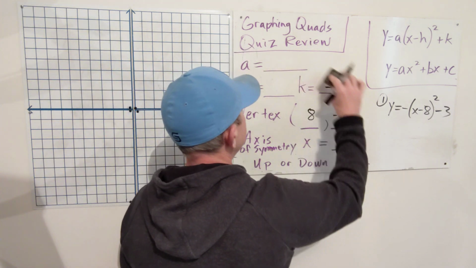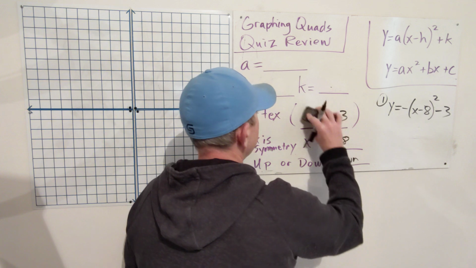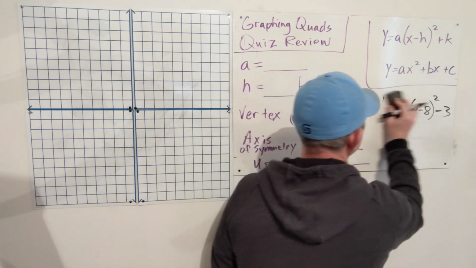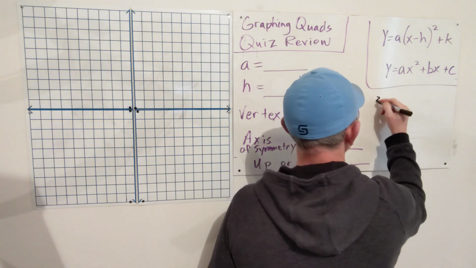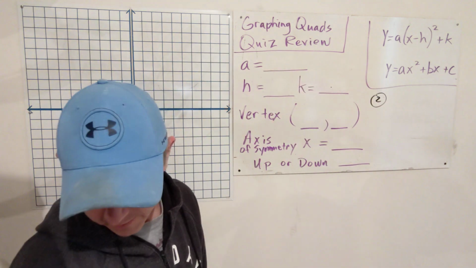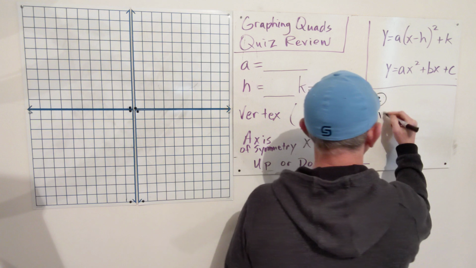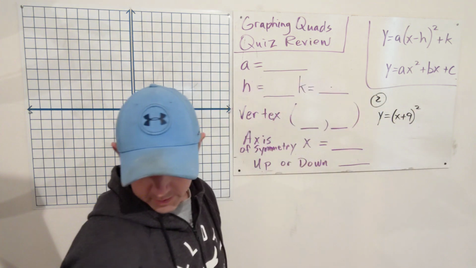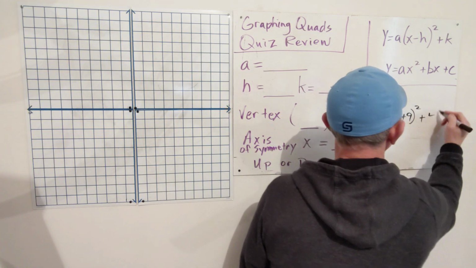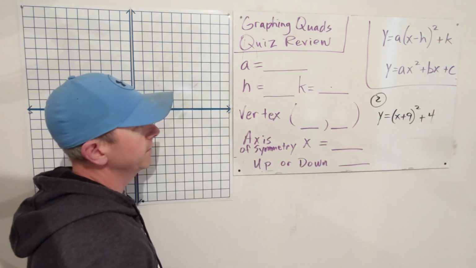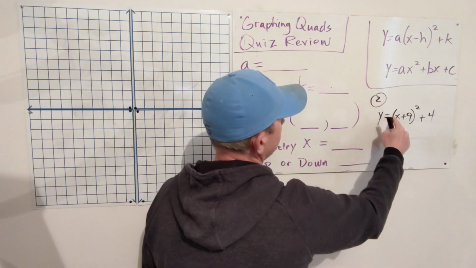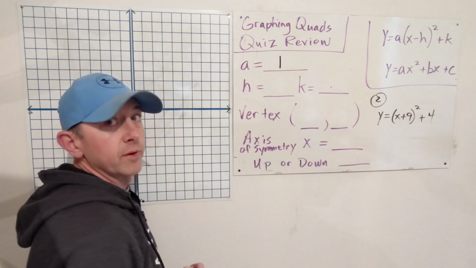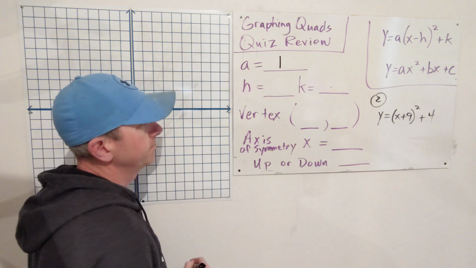Number two has a similar template for the answers. So that was number one. Let's go ahead to number two this time. We have y equals (x plus 9) squared, and that one is plus 4. Okay, so here we go. This time there's nothing out front, so the a value is +1. Don't put a plus sign there, you want to put 1.